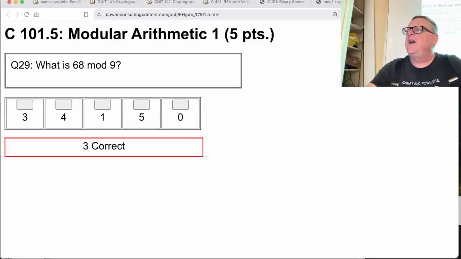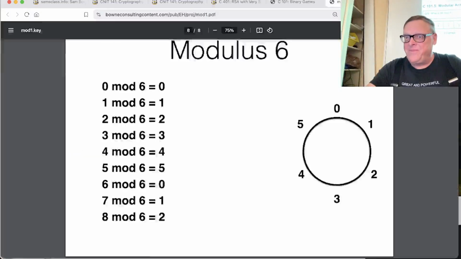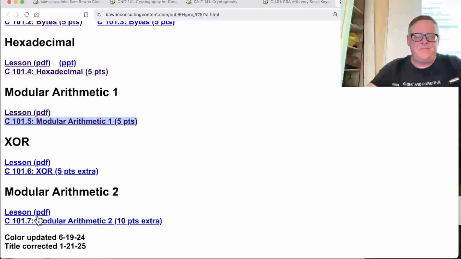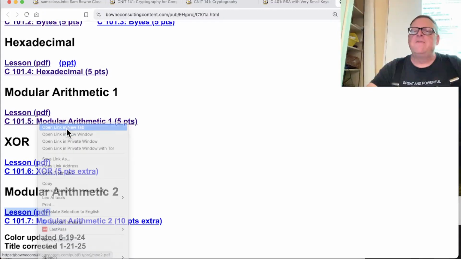That's good. So let's try the next bit of modular arithmetic, which is a little more mind-bending, which is modular inverses. And this is what we need for RSA.